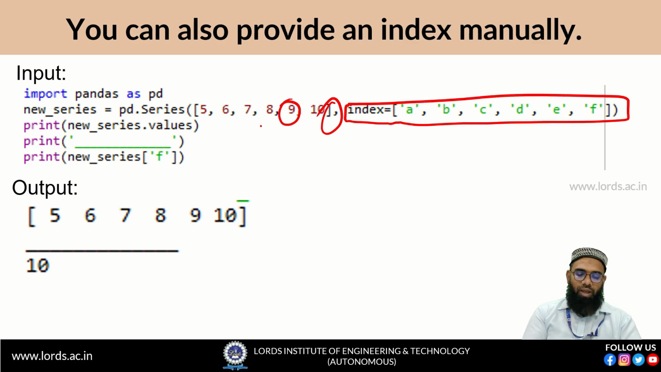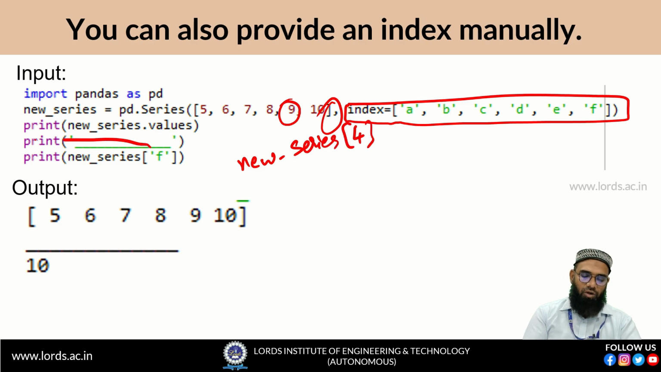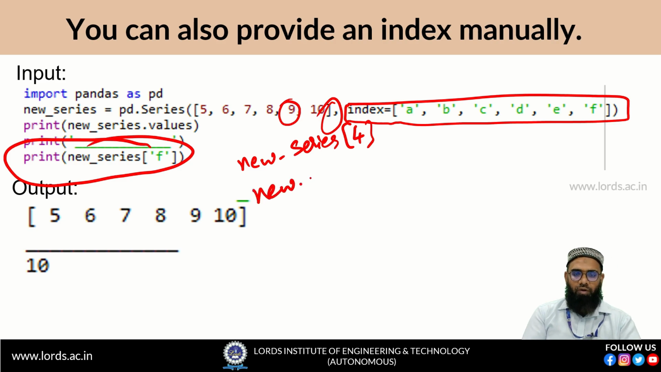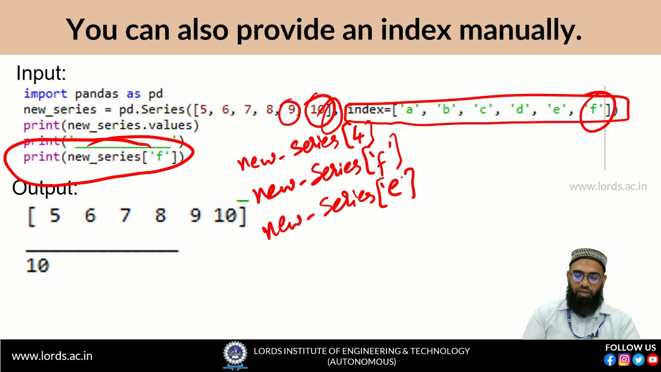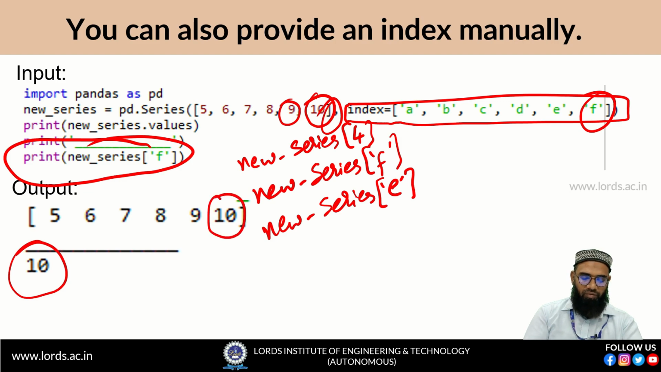Now I want to access the last value. In the previous slide, to access it I wrote new underscore series of 4. But now I have to write new series of f, because the index matching here is f. That's why I want to access 10 now, so I'm giving f. If I want to access the ninth one, then I have to use new series of e. This is the way we access. As soon as we do this, the last element will be displayed on the screen. So this is the way we can give the index manually.